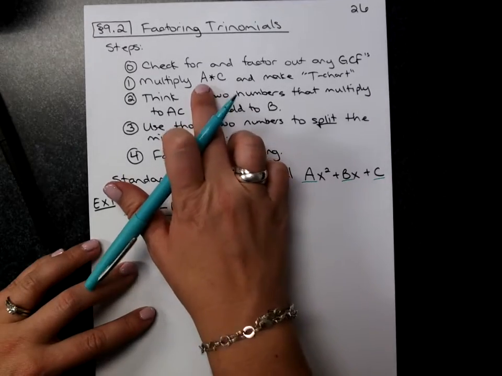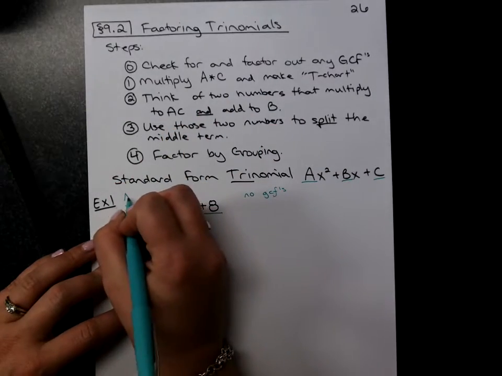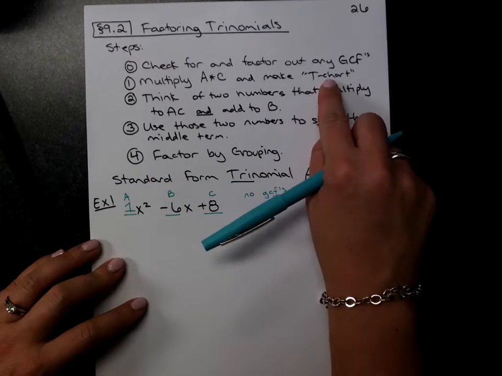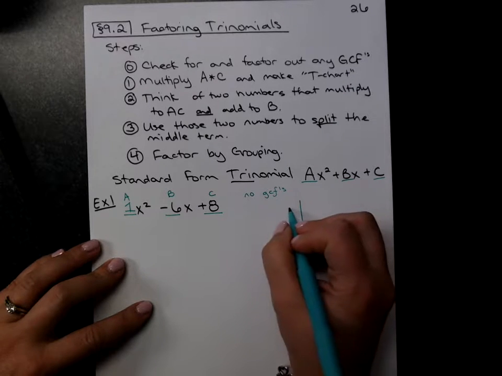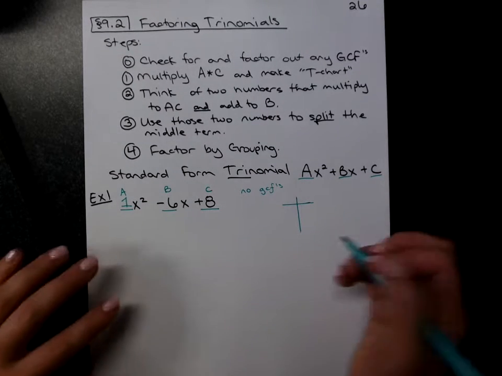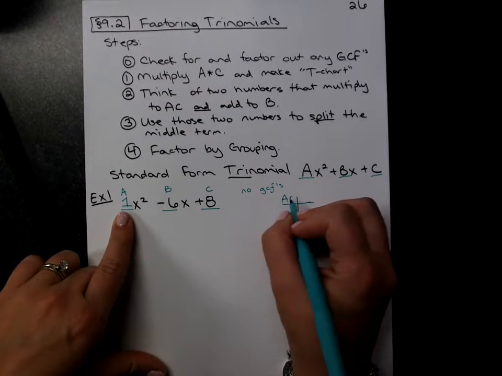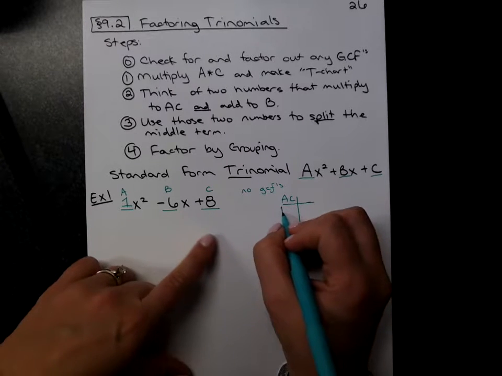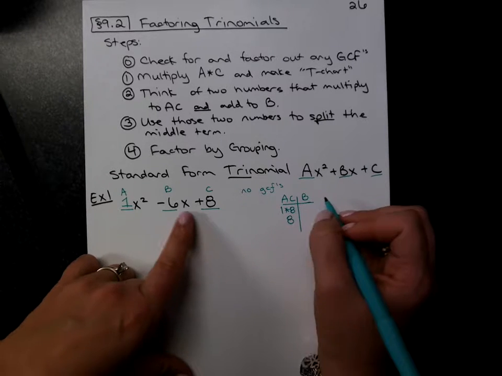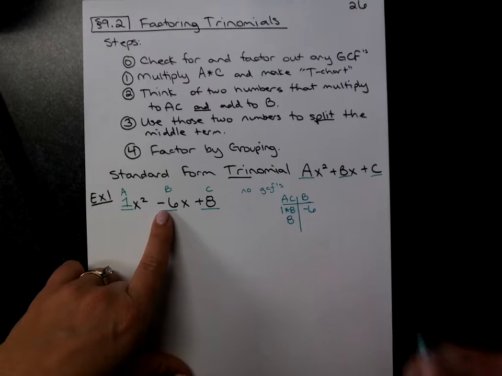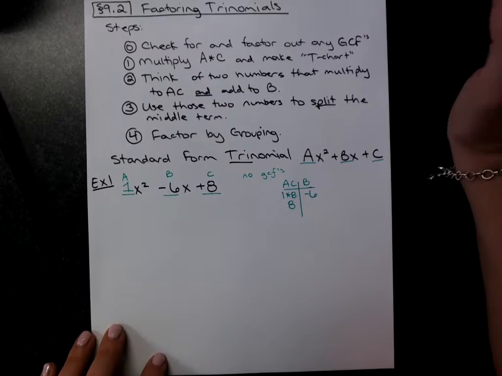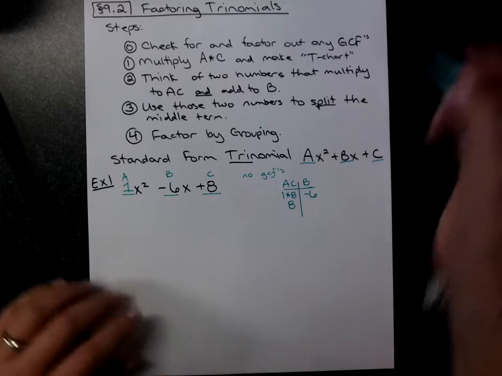And you might want to make a note that we checked for it and there's no GCFs. Then you're going to multiply A times C. So A, B, C, go in order. We're going to multiply A times C and make what's called a T-chart. This is an extra step that I do to help students organize their work. So you make a little T-chart kind of off to the side. A in this case is 1, C is 8. So you're going to do 1 times 8, which is 8. The other side of the T-chart, I always write the B term. The B term on this one is negative 6. So that's step 1. Multiply A times C and make a T-chart with B.